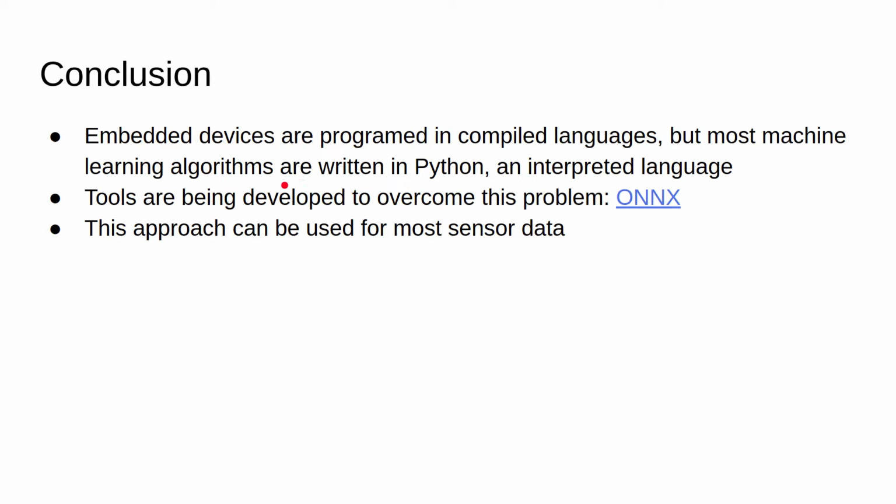So in conclusion, embedding devices with machine learning is really difficult. Embedded devices are programmed with a compiled language like C or C++, but most machine learning algorithms are written in Python, an interpreted language. Tools are being developed to overcome this problem, such as ONNX, but they're still in development. And separately, but still really important, this approach can be used for most sensor data.